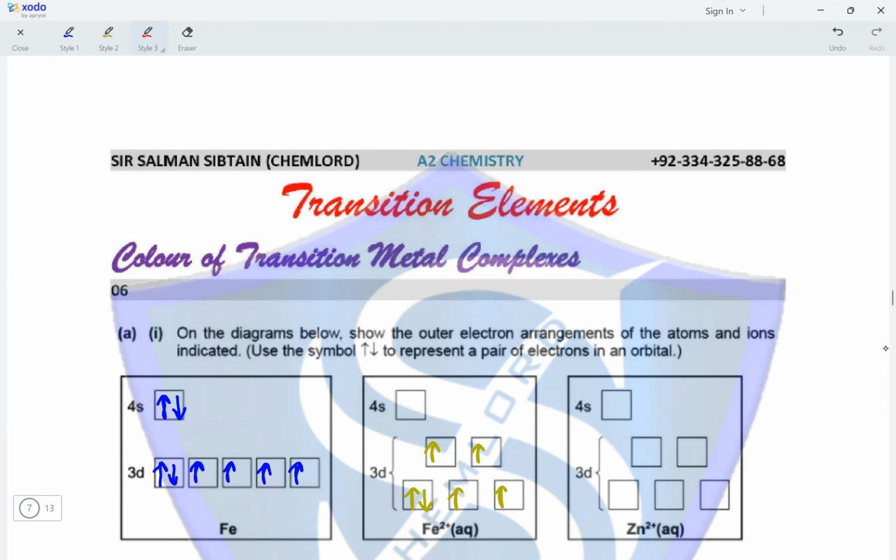For the third ion, we've got zinc 2 plus. Zinc has an atomic number of 30. When it loses two electrons, the 4s orbital becomes empty and the 3d orbital ends up with 10 electrons present. So all the 3d orbitals will fill up singly first, and then the electrons will pair up in each of the d orbitals, completing the electronic configuration of 3d10.